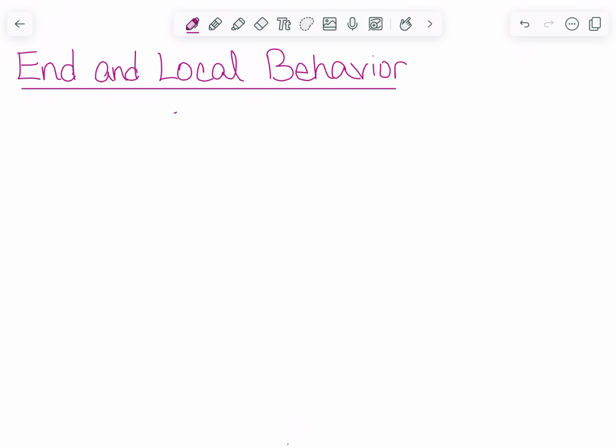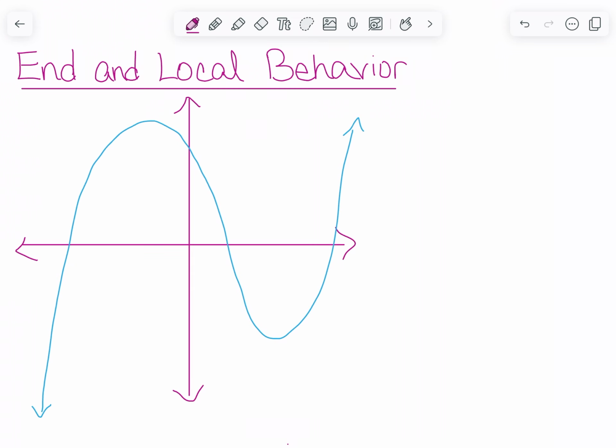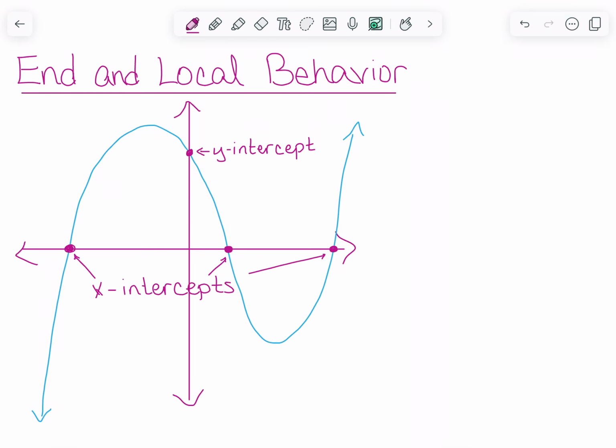For local behavior, there are two types of things we want to look at: intercepts and turning points. Intercepts are where a graph crosses our axes, and then turning points are where the graph switches directions. Let's consider this here. Our intercepts are where we cross the axis. The x-intercepts are these 3 points where this graph crosses the x-axis, and the y-intercept is this 1 point where the graph crosses the y-axis.